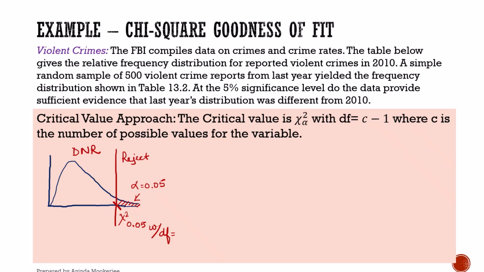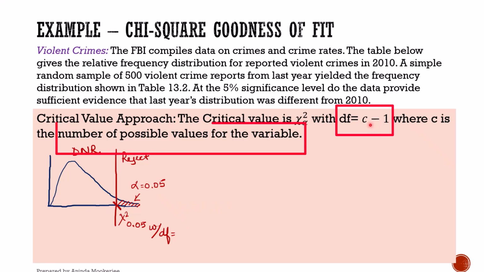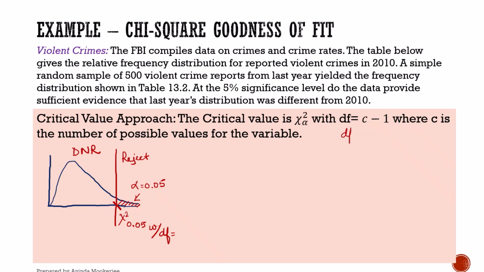Now the formula to calculate the degrees of freedom is C minus 1, where C is the number of categories involved, correct? So there were 4 categories of violent crimes. So our DF value is going to be DF equals C was 4. So 4 minus 1 is going to be 3. So our DF in finding the critical value is going to be 3. So at this point, I'm going to pull up the chi-squared distribution table to come up with a value of the cutoff, correct?